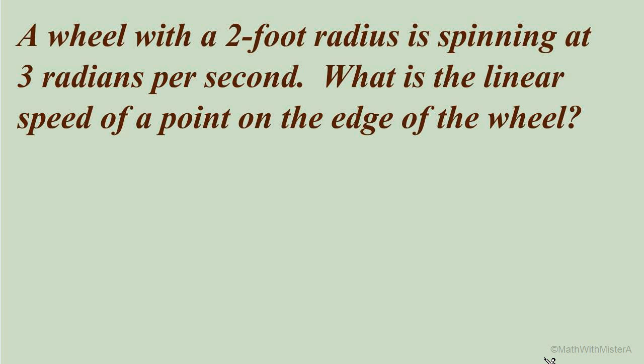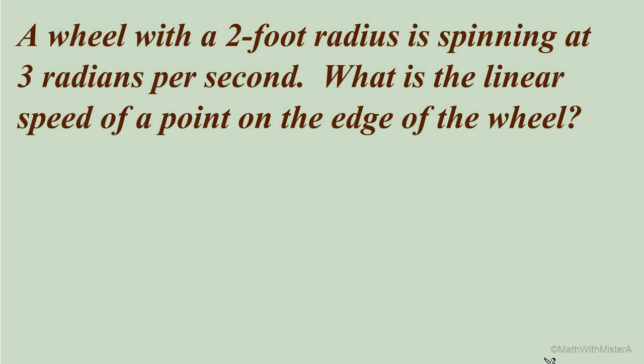And continuing with another example, a wheel with a 2-foot radius is spinning at 3 radians per second. What is the linear speed of a point on the edge of the wheel? Now we're definitely talking about different relationships. We're working in time as a factor, things actually moving. So the s equals r theta probably won't be our key formula here.